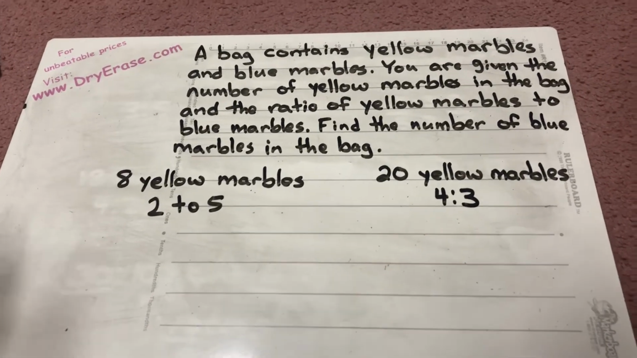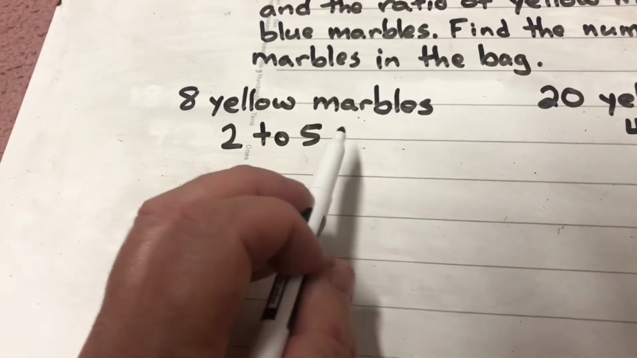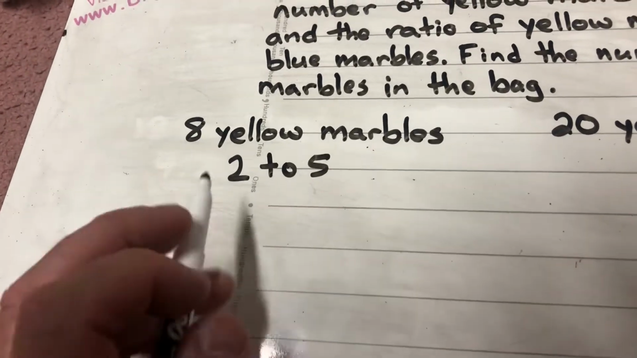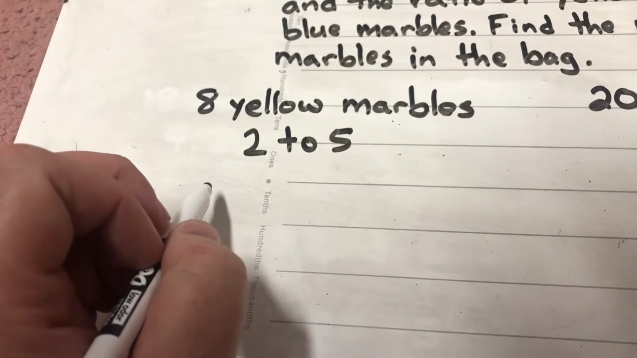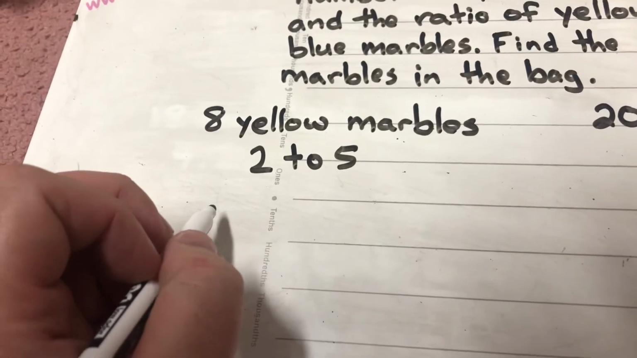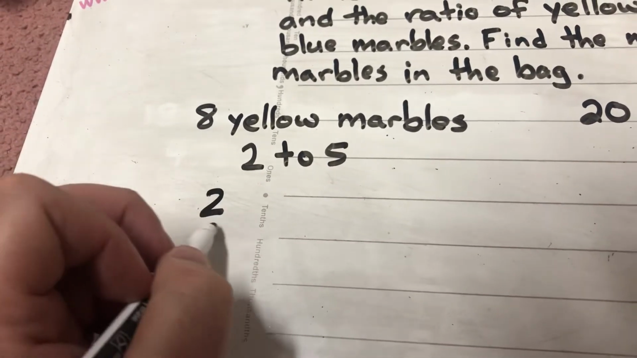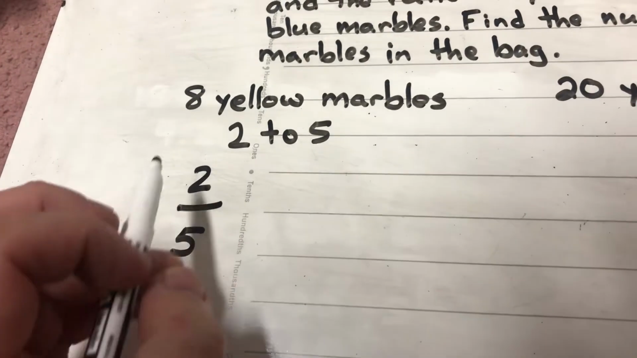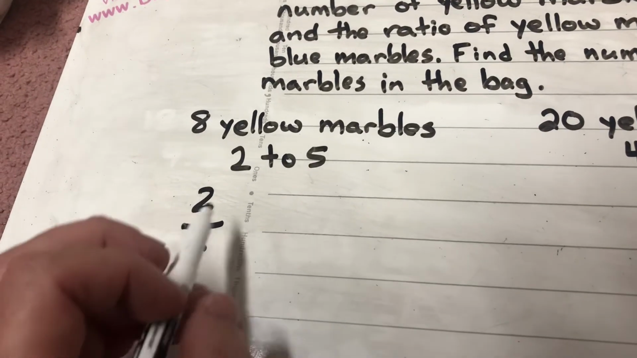So, here we go. This first one, the bag has 8 yellow marbles, and the ratio is 2 to 5. Well, this is how Mr. Swack recommends you set them up, and that's just as an equivalent fraction. And some of you are going to be able to do this mental math. So we know that the ratio is 2 to 5, so I can set up a fraction 2 over 5. All right? 2 yellow marbles for every 5 blue marbles.